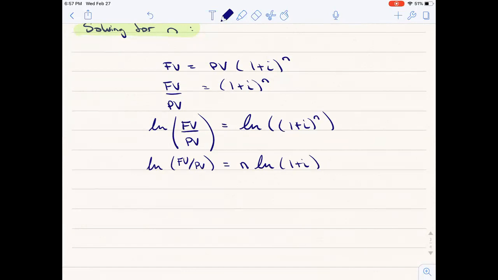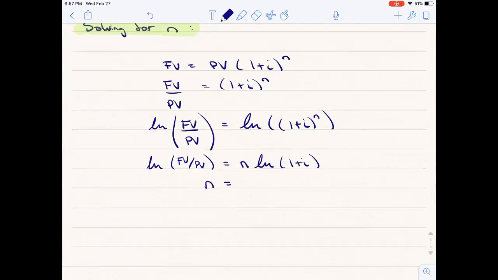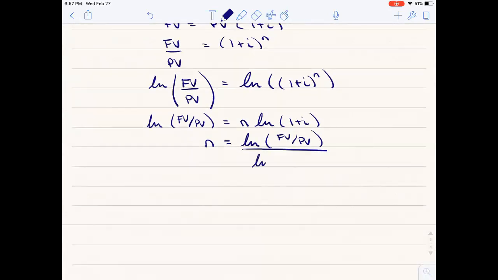Now we can solve for n by dividing both sides by the log of 1 plus i. But again, I'm going to do that revolving door where I put n on this side: n is the log of the future value over the present value, divided by the log of 1 plus i. I say log, but it's really ln, the natural log.